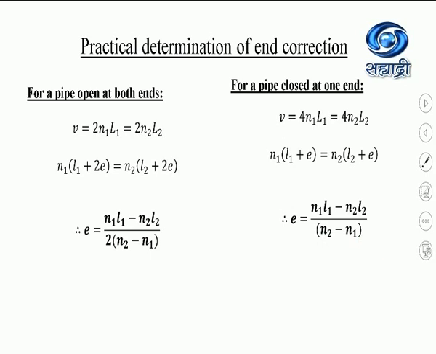So here we can observe two different equations we are getting for two different cases. If the pipe is open at both ends, end correction can be calculated by using this equation, or if the pipe is closed at one end, we can use this formula and we can get end correction. So this is also one of the methods to find end correction.